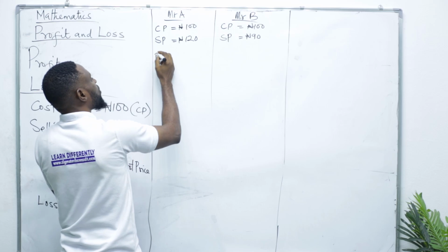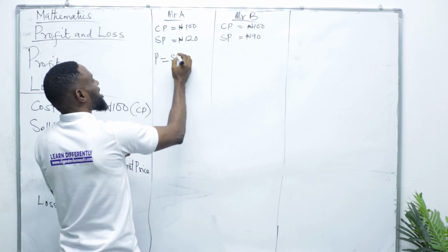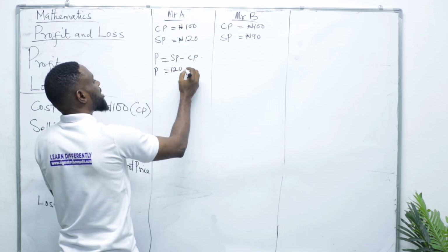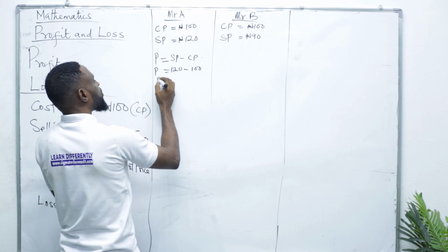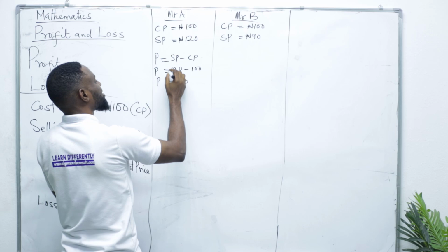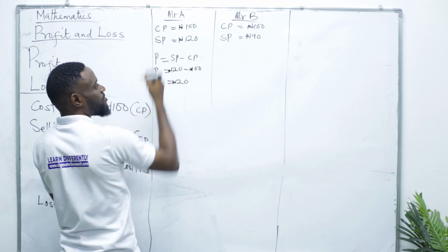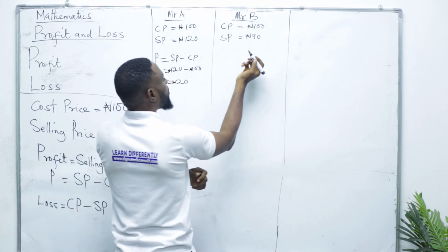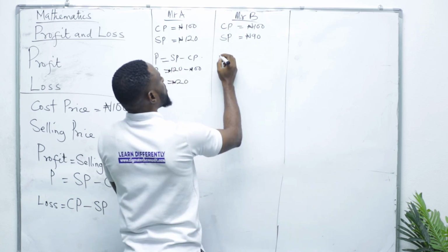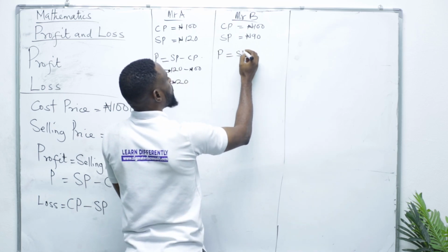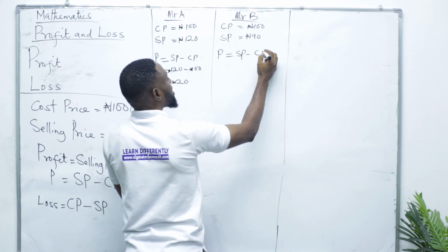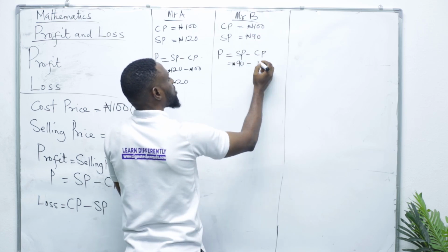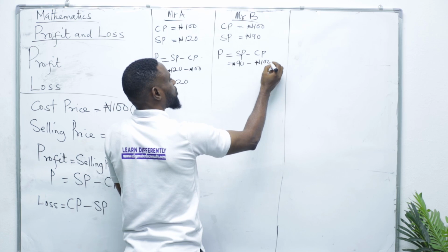So the profit of this man is calculated as selling price, that is SP minus CP, which is equal to SP is 120 minus 100. So profit is equal to 20 naira, right? That is the profit Mr. A made. Now look at this place. Did this man make profit? Let's see. Profit is equal to selling price minus cost price. So what is the selling price? 90 naira minus 100 naira, which is the cost price.